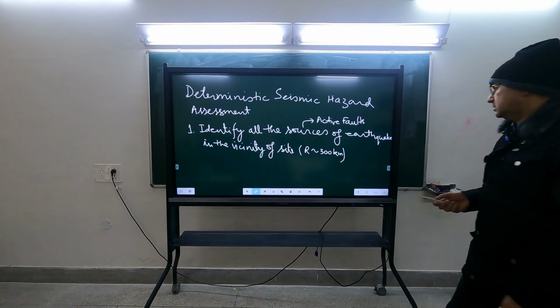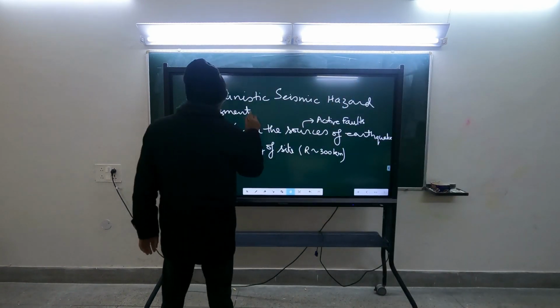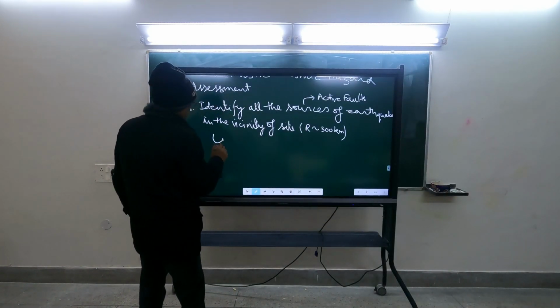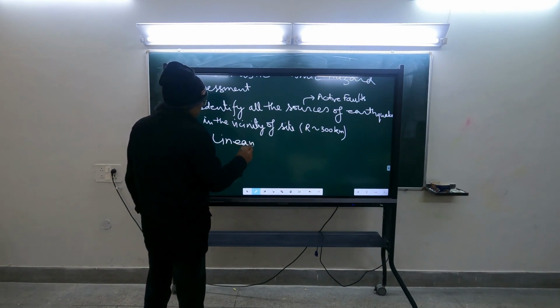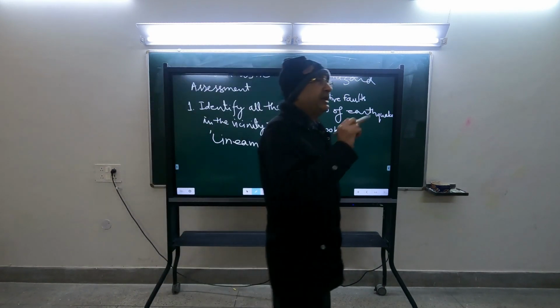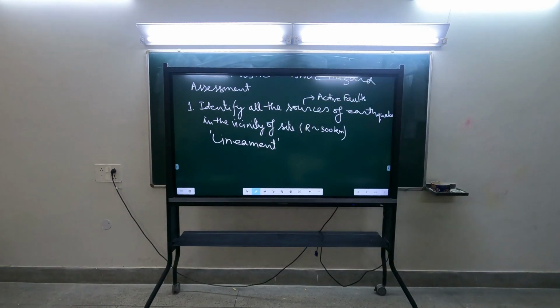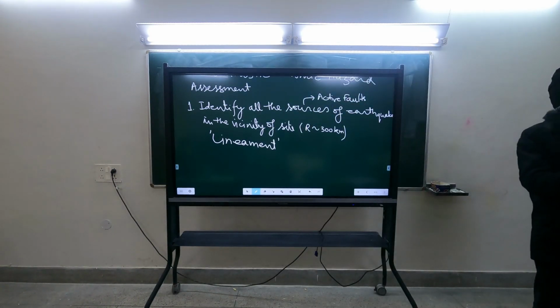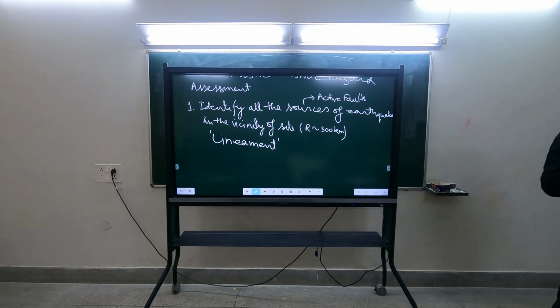So there is a term called lineament. From satellite you can identify lineament. What is lineament? A line-like structure. If you find a line on the earth's surface, that may, not always, in some cases, represent a fault. So the first thing we can do is identify a lineament.